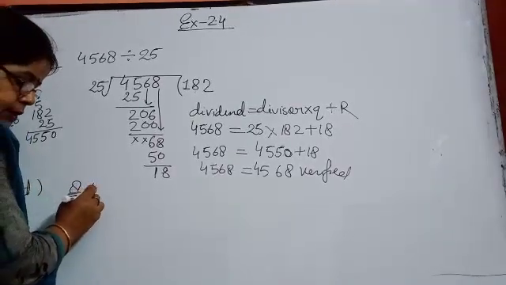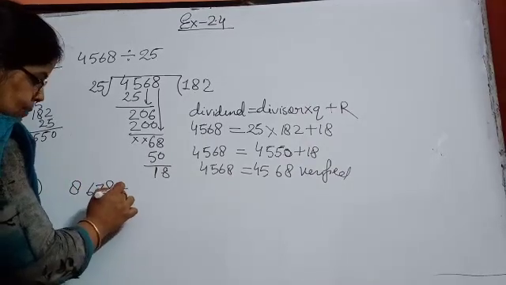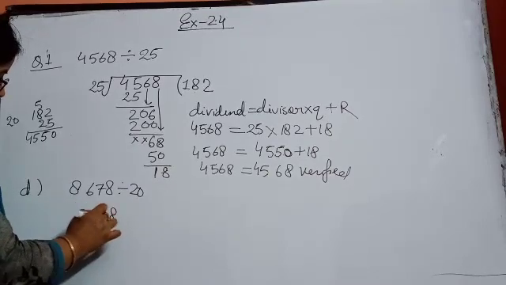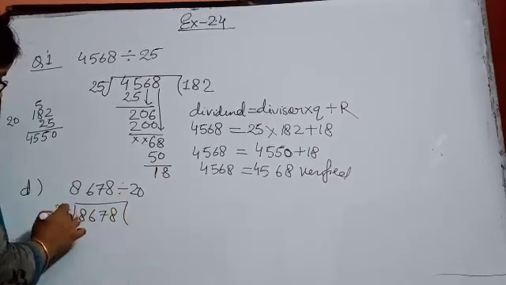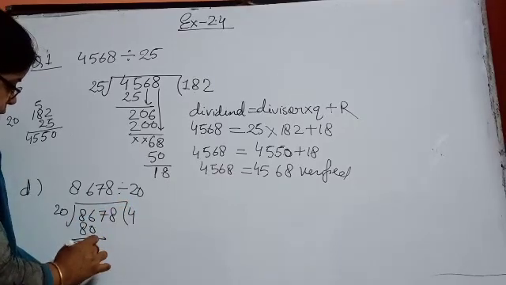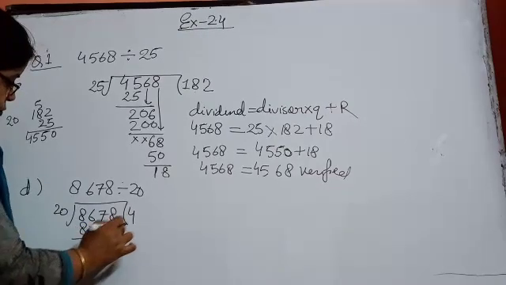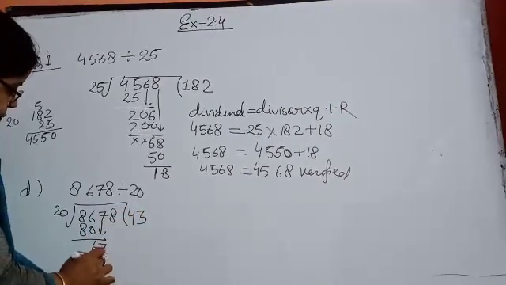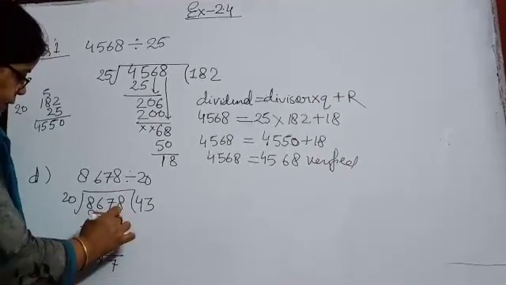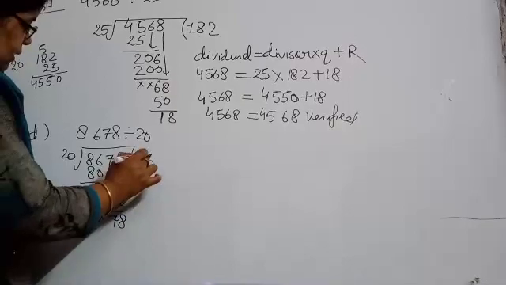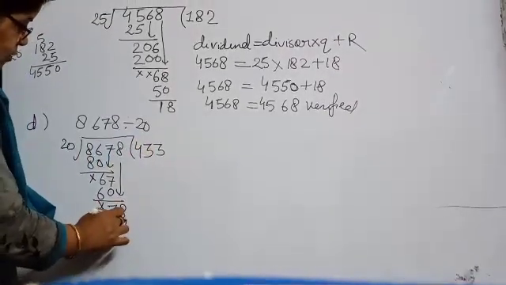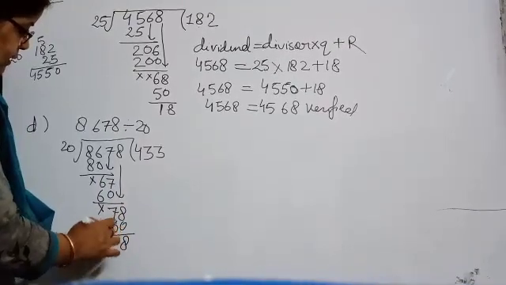8678 divided by 20. See that, 8678 divided by 20. 4 times 20 is 80. Here 6 will be the remainder. Bring down now 7. 3 times 20 is 60. Then 7 will be the remainder. Here nothing will be left. Bring down 8 now. 4 times 20 is 80, which will be greater. So 3 times 20 is again 60. What will be the remainder? Again 18 is coming as a remainder.